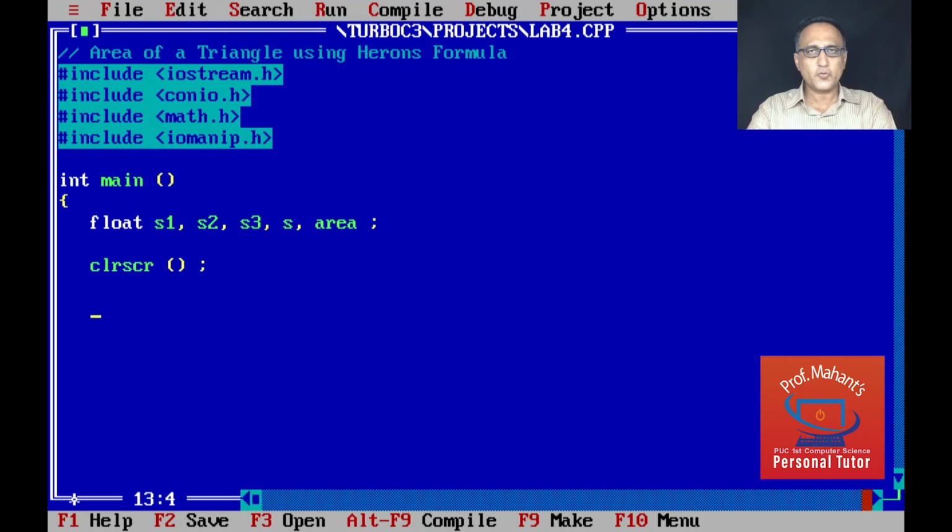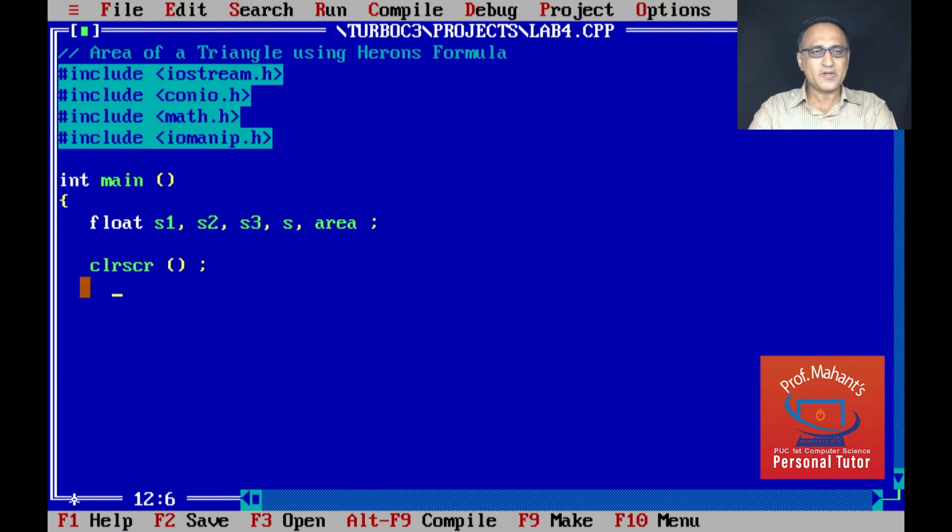I shall now show you how you can calculate the area of a triangle using Hero's formula. So what I have done first is I have declared all the different header files I am going to use here in this particular place: iostream, conio, math and iomanip.h. The reason I have used math.h, I'll explain in a short while. So S1, S2 and S3 represent three variables of the floating point, along with S and area.